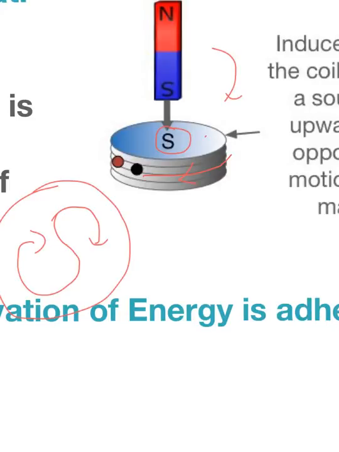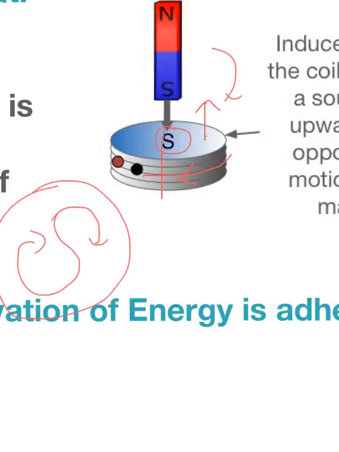Now, why is this a south? Because this needs to repel. Okay, it's trying to push that magnet away. But the gravitational force acting on the magnet is greater. It's never going to be strong enough to stop it. It's always just going to try and slow it down.